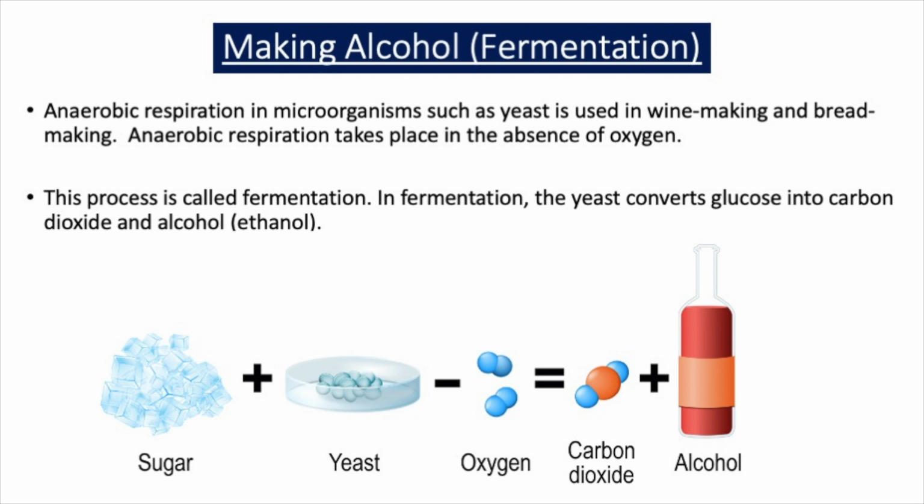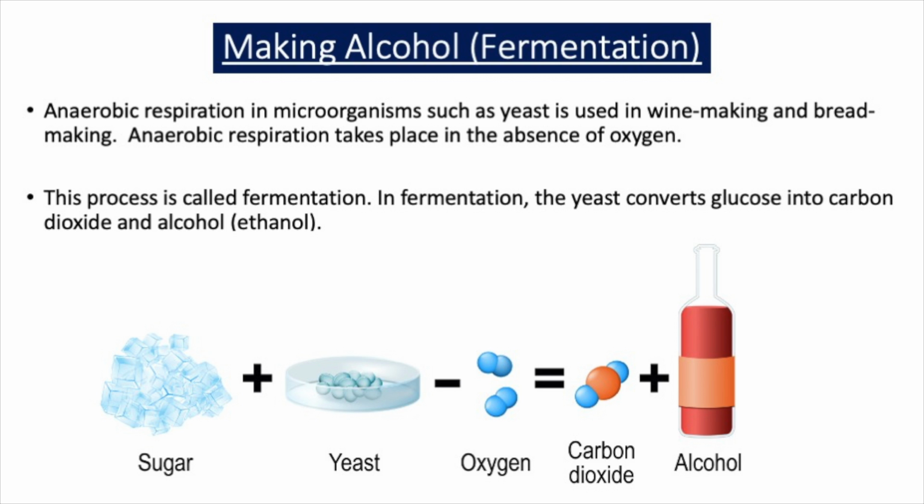Now, alcohol can be made in a process called fermentation. Anaerobic respiration in microorganisms such as yeast is used in wine making and bread making. And anaerobic respiration takes place in the absence of oxygen. So these microorganisms are able to respire without oxygen, and we make use of this to make alcohol. This process is called fermentation.